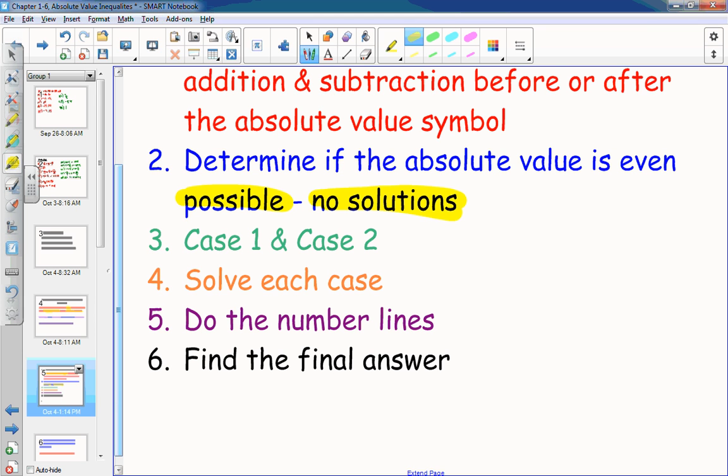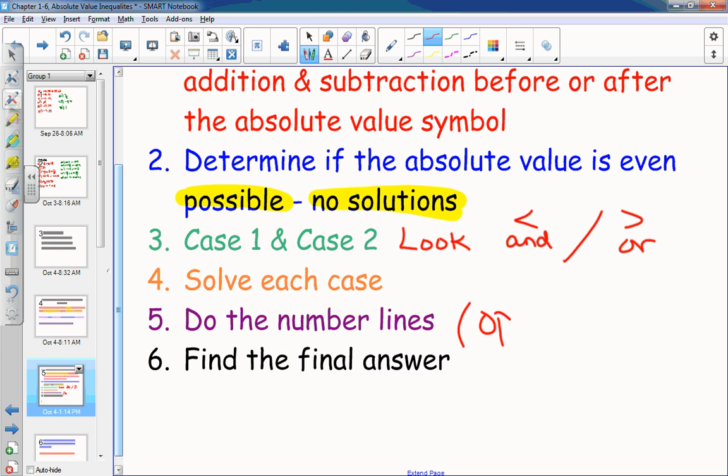In this case, I want you to look for the and symbol. The and symbols are all your less thans. And the other ones I want you to look for are your or statements, which are always going to be your greater thans. Your and statements, or your compound inequalities, are going to be your less than symbols. And then your ors are going to be your greater than symbols. And you're still going to solve each case, and you're going to do the number lines, and you're going to find your final answer. The number lines, I will say, are optional.